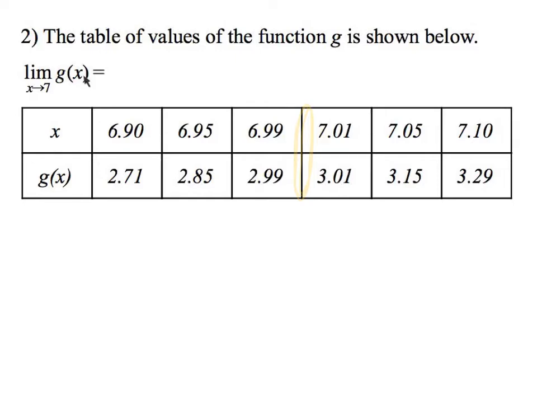So if I want g of 7, what are we approaching from both sides? I don't know what g of 7 is, but I can use the limit to see what I'm approaching. So what are we approaching as we go this way? Aren't we getting closer and closer to 3? And from this side, aren't we getting closer and closer to 3? So from both sides, we are approaching a g value at 7 of 3. So we would call the limit of g of x as x approaches 7 to be 3, because we're approaching 3 from both sides. And a table is a good way to approximate limits and see what you're approaching from both sides.